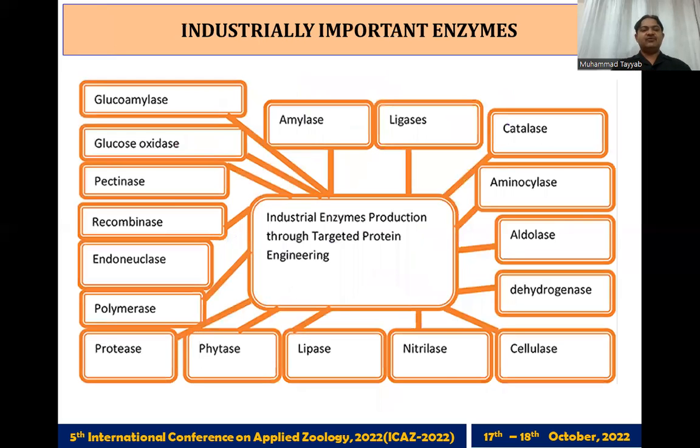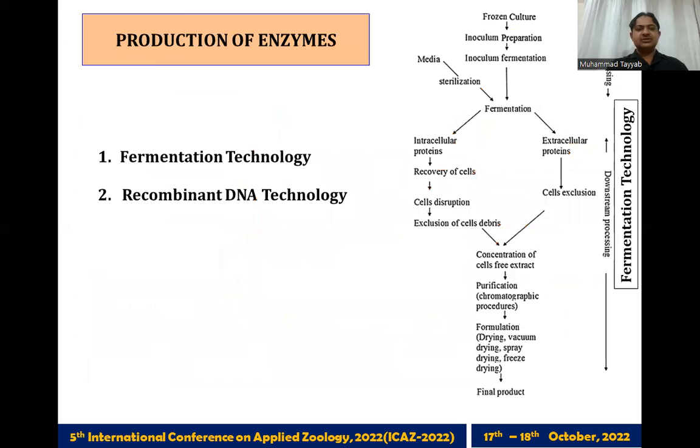Here we have some examples of enzymes, like glucoamylase, glucose oxidase, pectinase, recombinase, endonuclease, polymerase, protease, phytase, lipase, and many more. These are a few examples of enzymes which are important for industry. If we talk about the production of enzymes, commonly there are two strategies being followed. Number one is called fermentation technology, and number two is called recombinant DNA technology.